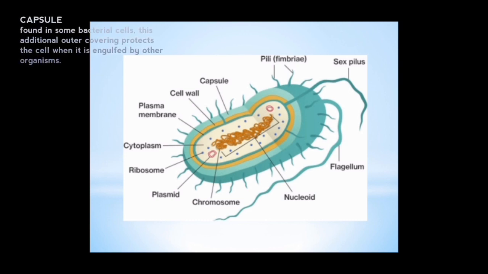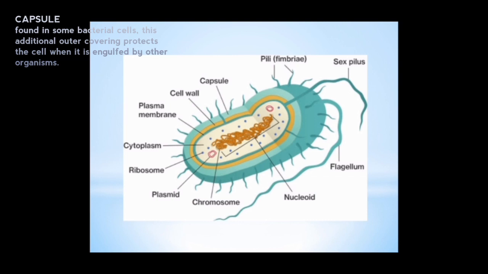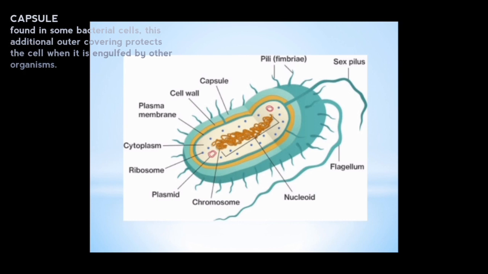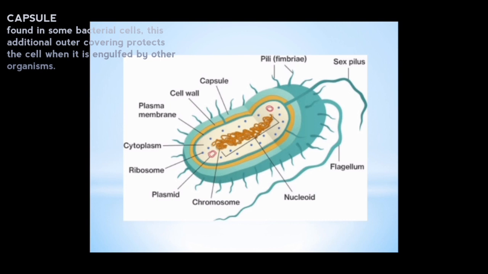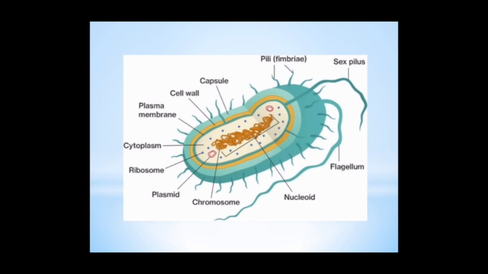First, the capsule. Capsule is found in some bacterial cells. This additional outer covering protects the cell when it is engulfed by other organisms. Some species of bacteria have a third protective covering, a capsule made up of polysaccharides or complex carbohydrates. Capsules play a number of roles.